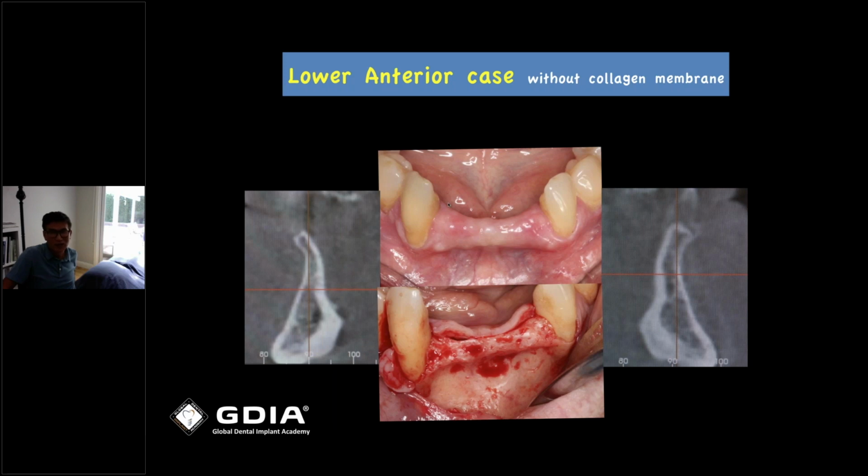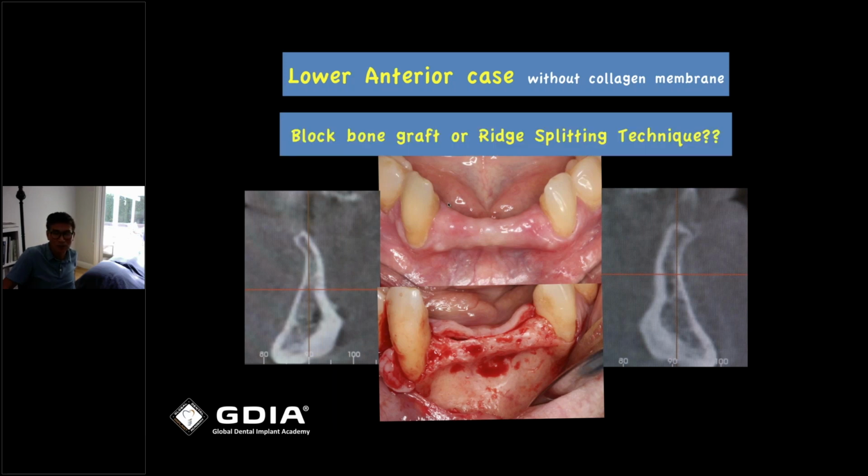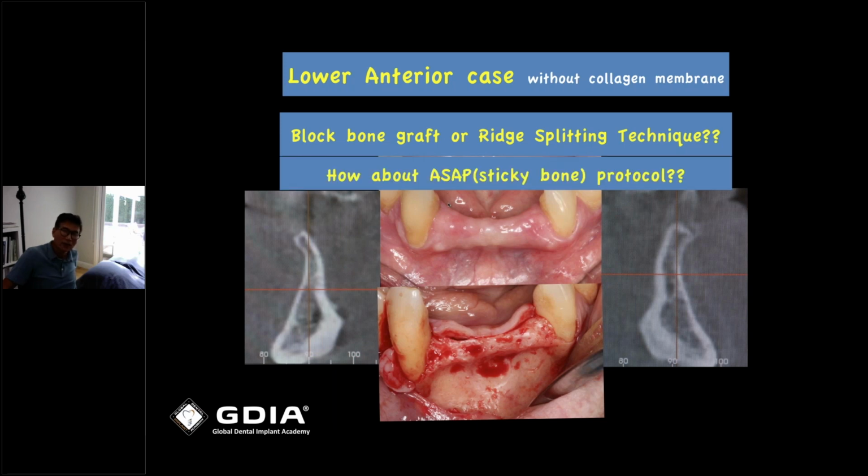The ridge is still stable, but the patient really insists on the lower anterior mandible. Sometimes the implant is very hard to get with bone regeneration. In this case, it's hard to do the block and graft because of the angulation and adaptation of the block. Maybe cortical with veneer bone, lamellar bone, maybe that's another option. So I do the sticky bone ASAP protocol.